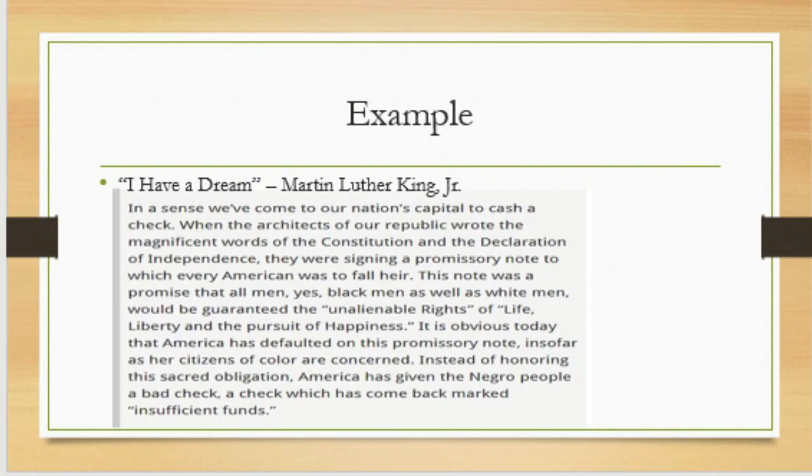In this speech, Martin Luther King Jr. blended different types of discourse, such as narration and argument.